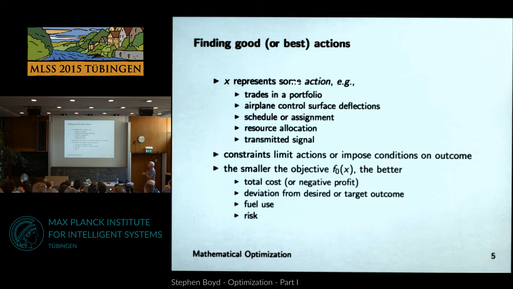This would be how much of each thing to buy and sell, or which derivatives to, what various actions you take. These could be real actions. This could tell you in the next 20 milliseconds how you should adjust the thrust on your four engines, how you should change the control surfaces on your airplane, right? This could be a schedule or an assignment.